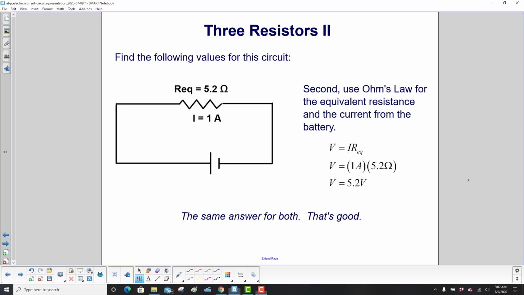The second way is to use Ohm's law for the equivalent resistance and the current from the battery. So here we go, we have I and R. V is equal to I R equivalent. Put in 1 amp, 5.2 ohms. We get the exact same voltage drop as the previous slide. Same answer for both. That's good.